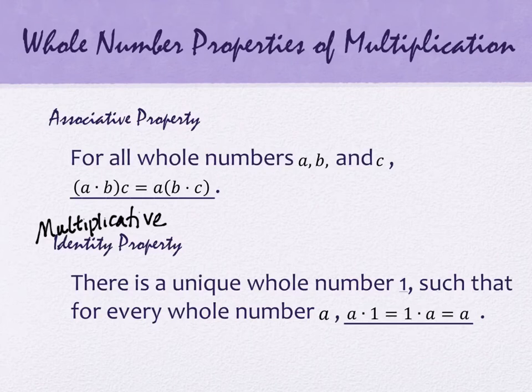Because if I were to ask you to identify something that has an identity property, you need to specify if it's multiplicative or if it's addition, because the identity elements are different. The identity element for addition was 0. The multiplicative identity is the number 1. Because you can take the number 1 and multiply it in either order by any number, and it won't change the number you're multiplying by. So a times 1 is the same as 1 times a is the same as a.